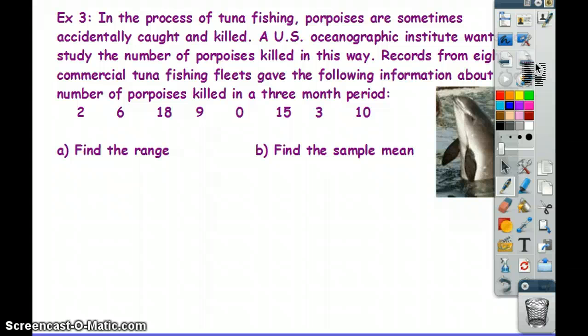So we're going to pause the video right now. We're going to give you a few minutes to try this problem, and then once everyone has a chance to work on this, we'll restart the video and go through the answers.